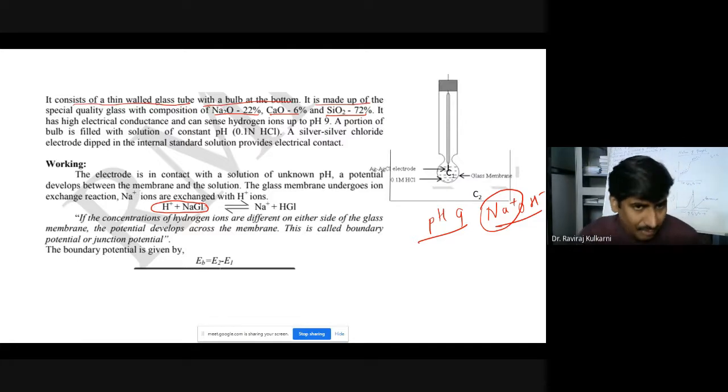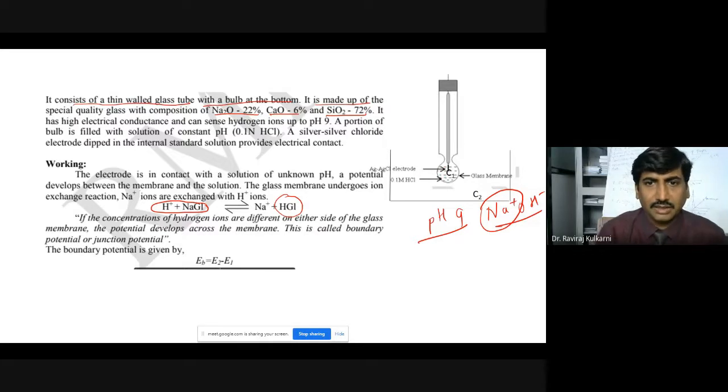It acts as a sensor because of this reaction to sense H plus ions. H plus ions replace sodium ions and form the hydrated glass layer. The H plus ions sit on the glass electrode and sodium ions come out, and again sodium ion sits on it. It is a reversible reaction, and because of this a potential is developed across the membrane.